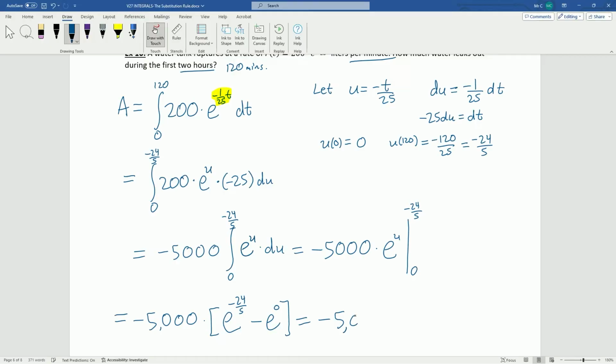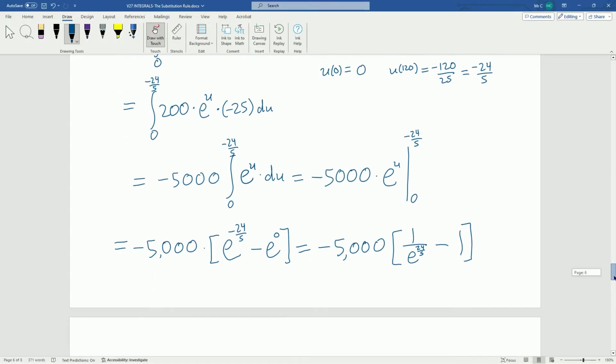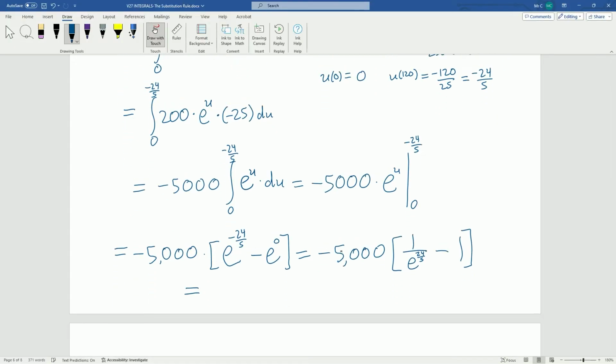And now we're just going to rewrite this a little bit more. This becomes 1 over e to the 24 fifths. And e to the 0 is 1. And one more step here to rearrange this. Multiply the negative 5,000 across, but I'm going to change the order. Negative 5,000 times negative 1 is a positive 5,000. And negative 5,000 times this is just negative 5,000 over e to the 24 fifths.